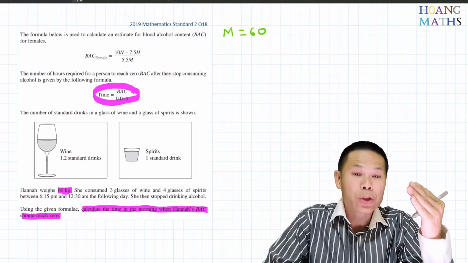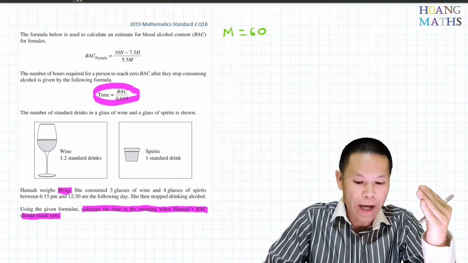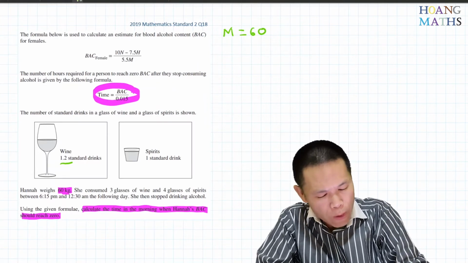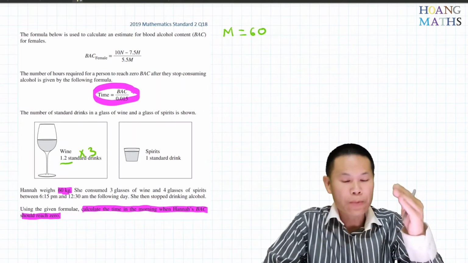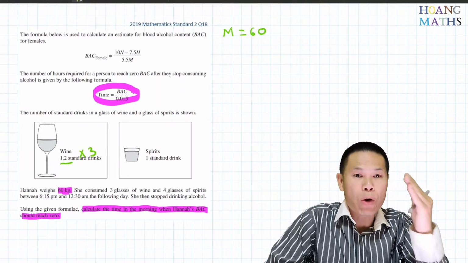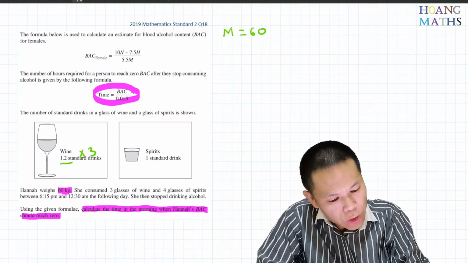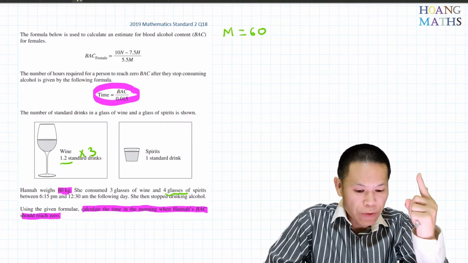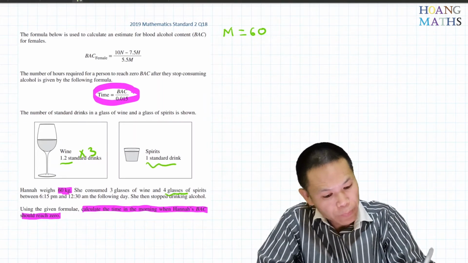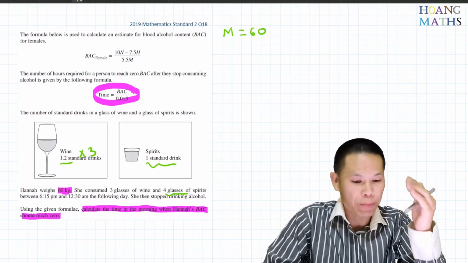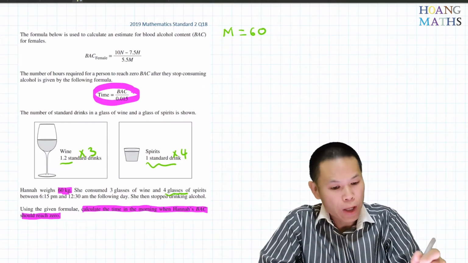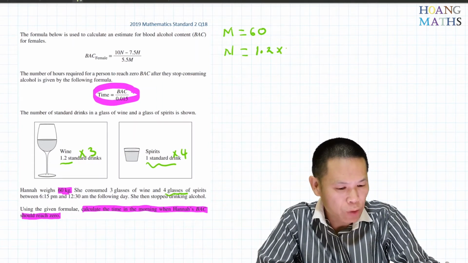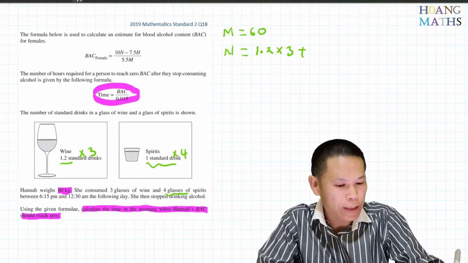And now she drinks 3 glasses of wine. 1 glass has a standard drink of 1.2. So therefore we have 1.2 times 3. That is the number of standard drinks for wine. And she drinks another 4 glasses of spirits. 1 spirit has a standard drink of 1, and she has 4 of them, so times 4. So the total N is 1.2 times 3, and we add, of course, 1 times 4, which is 4.